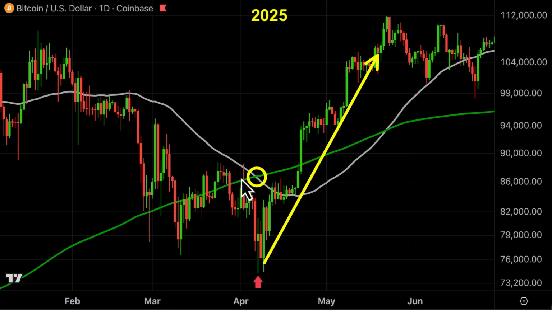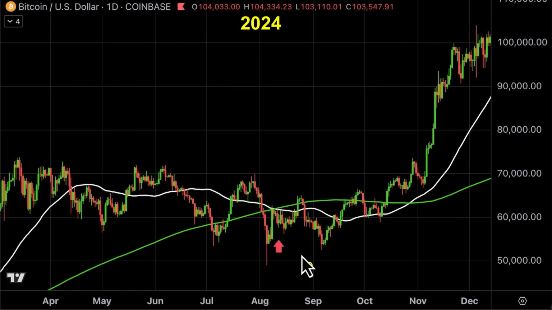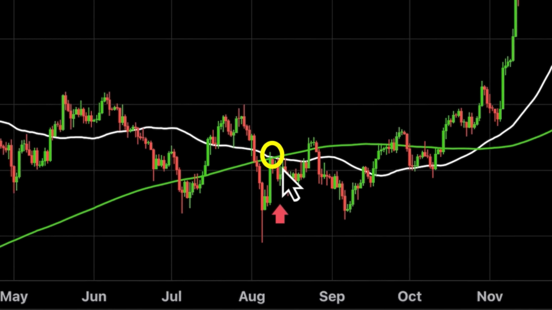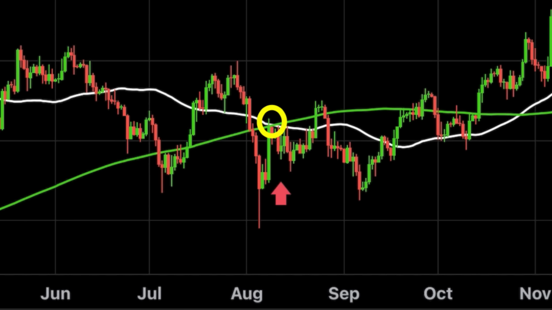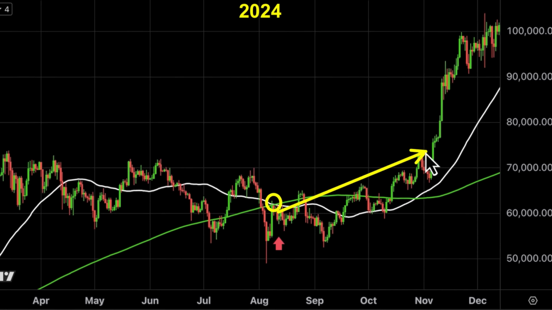So it bottomed soon after the death cross signal occurred. Price bottomed and then rallied for the next several months. Here's an example from 2024, as shown to you by the red arrow. When the death cross signal occurred, by that time it was bottoming. And then for the next 1 to 3 months, yeah, it rallied higher.